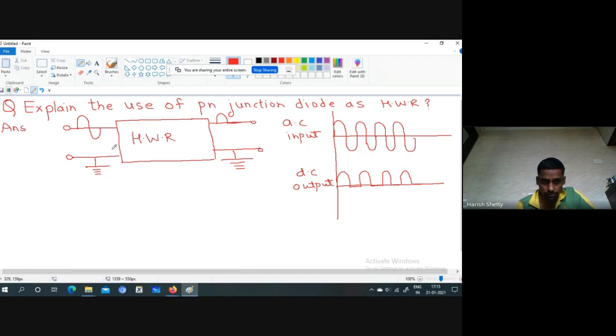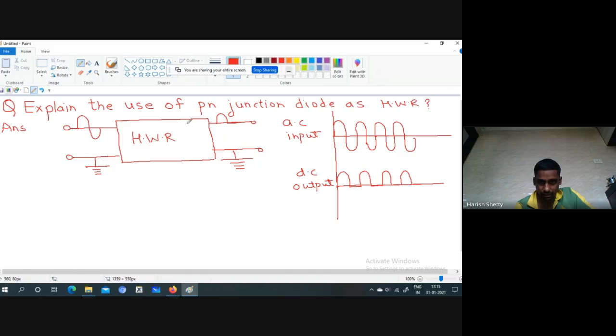Hello students, today in our class we are going to do semiconductor physics, that is, explain the use of PN junction diode as half wave rectifier. You know this PN junction diode is often used as a half wave rectifier as well as a full wave rectifier. So this process of conversion of AC into DC is called rectification.